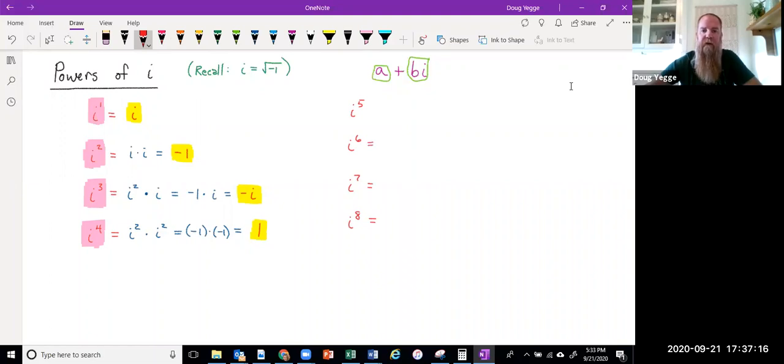Okay, well, since I know that i to the fourth is automatically just equal to 1, these can all be really helpful to say i to the fourth times i. That's the same as i to the fifth, I add the exponents. But notice that i to the fourth is already known to be 1. So this is really just 1 times i, which is i. So I see that i to the fifth is actually the exact same thing as i.